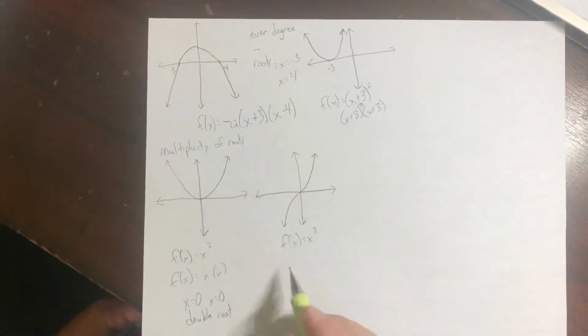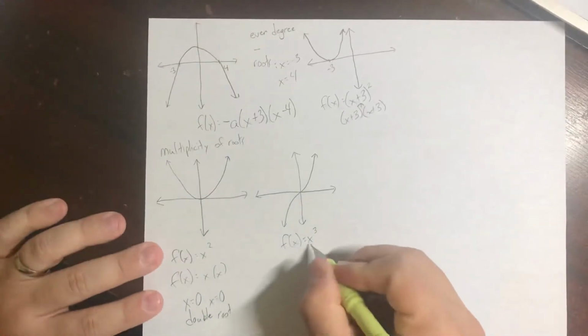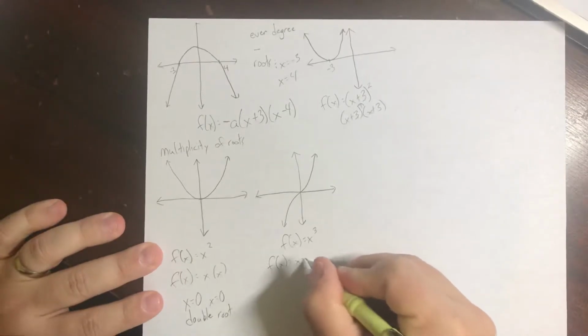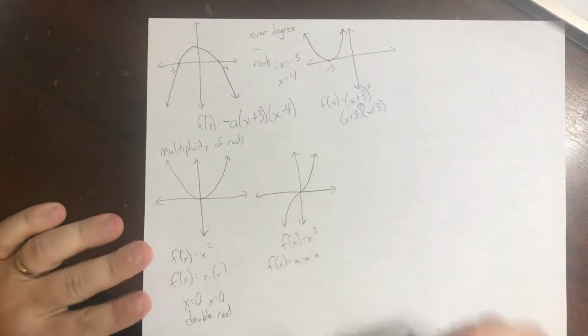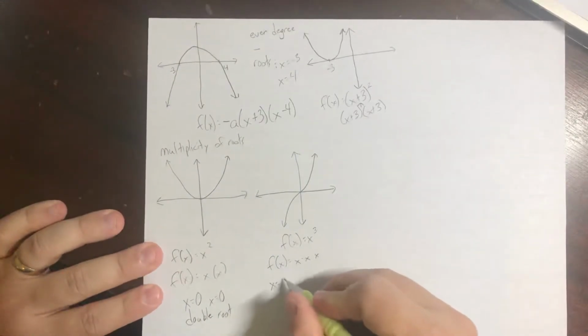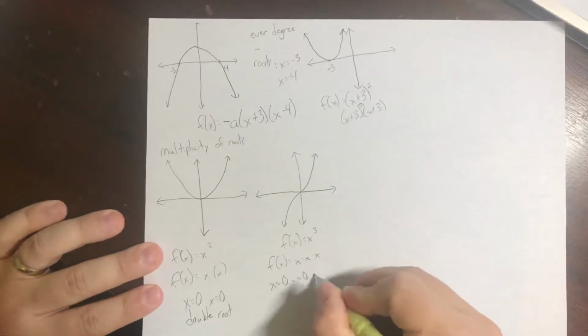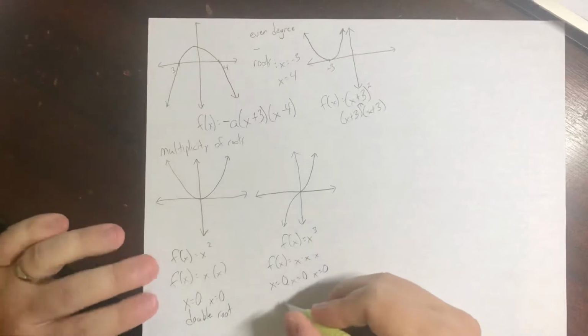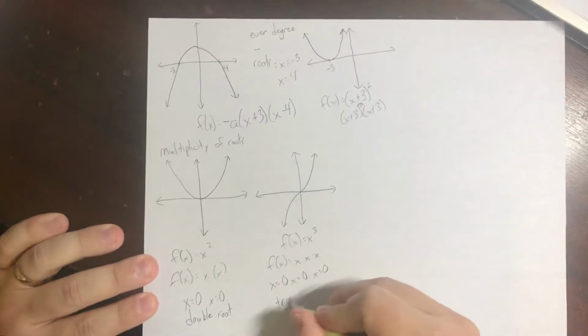What about here, when we have f of x equals x cubed? Well, if we were to factor out x cubed, we know that it would be x times x times x. If you set each of those equal to 0, you would just get x equals 0, x equals 0, x equals 0. So this here is what we call a triple root.